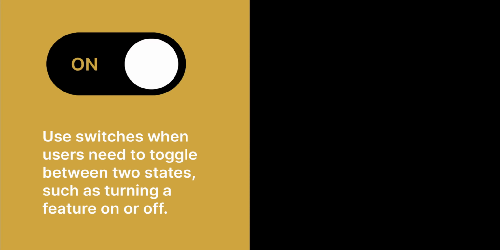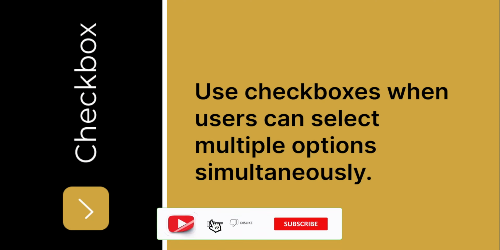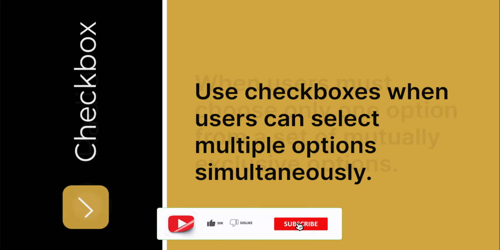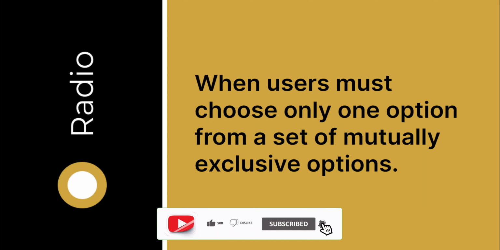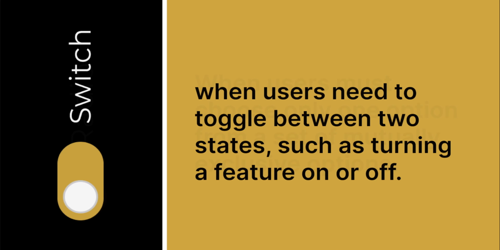So you may be curious, during my UI research or my UX design, how do I apply these buttons? You use the checkbox when users can select multiple options simultaneously. You use the radio button when users must choose only one option from a set of mutually exclusive options. And you use the switch when users need to toggle between two states, such as turning on a feature or turning off a feature.